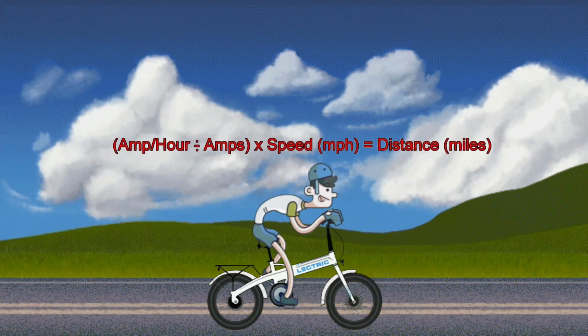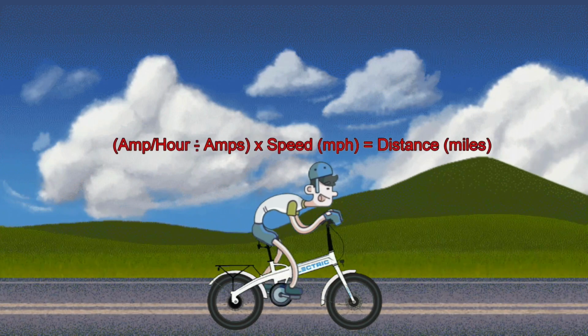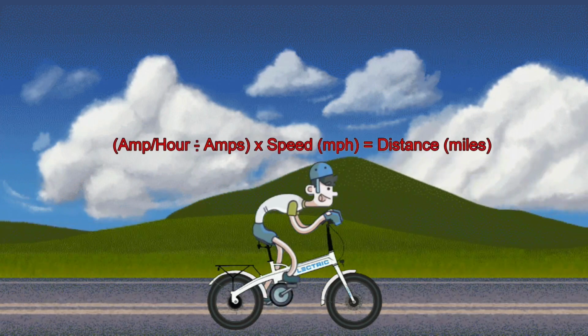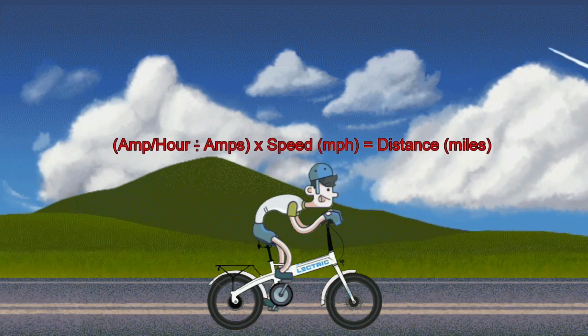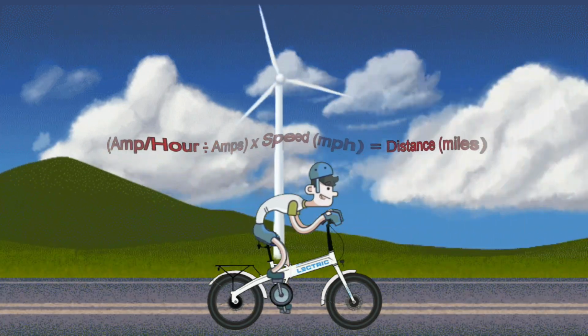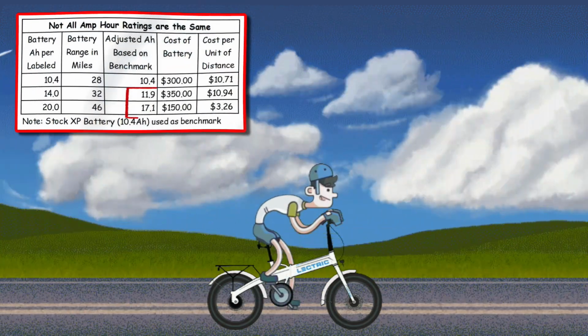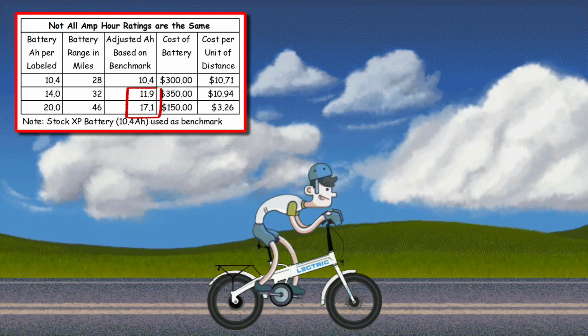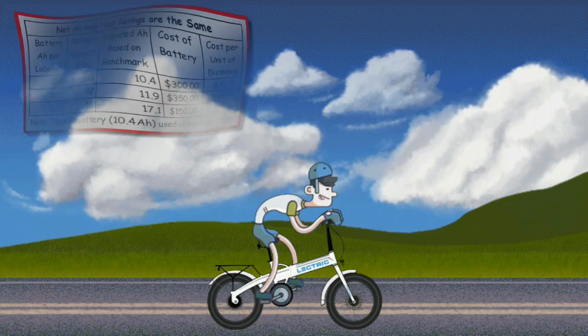Also, to be noted, the amp-hour ratings on different batteries can be misleading. This formula is simple, Algebra 101. If it is used, and the results are not in line with your findings, then it is very likely that the amp-hour rating of your battery is not correct.